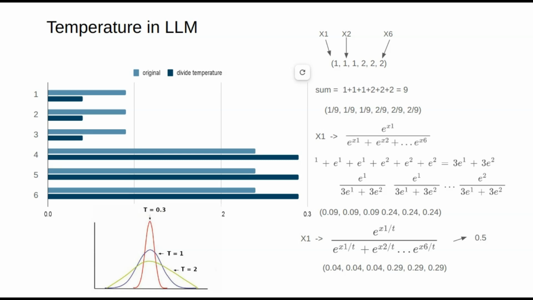Adjusting temperature allows us to control the balance between diversity and consistency in output. Lower T: more focused, less diverse output. Higher T: more diverse but potentially less coherent output. In summary, the temperature parameter directly controls the diversity of the generated output by shaping the probability distribution.